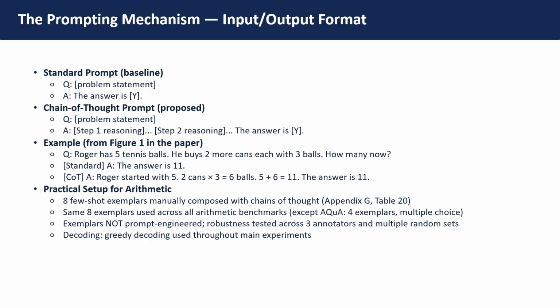Let's now see how this works in practice. In standard prompting, only the final answer is given, and in chain of thought prompting, intermediate reasoning steps are explicitly written. For example, instead of saying the answer is 11, we explain how many balls were added, how they were calculated, and then we give the final answer. This teaches the model how to think, not just what to answer. Importantly, no fine-tuning is done and only the prompt examples are changed. So this is purely an in-context learning technique.